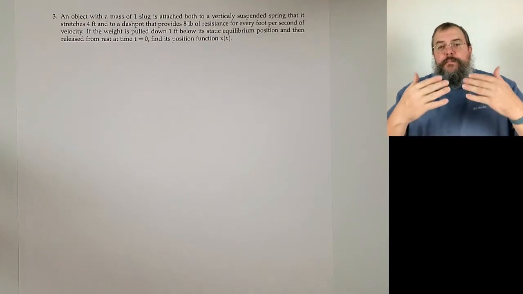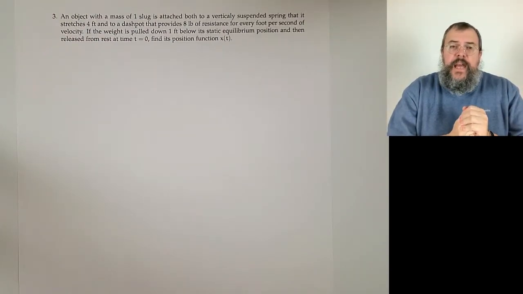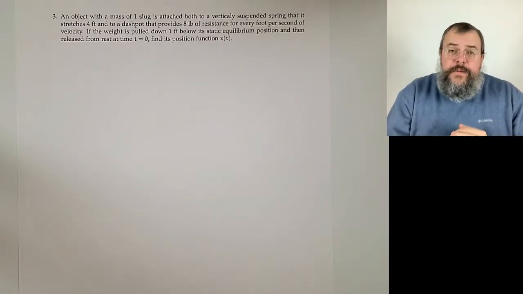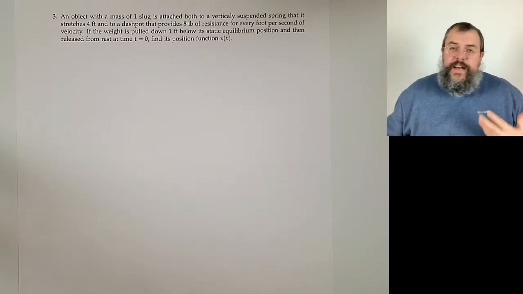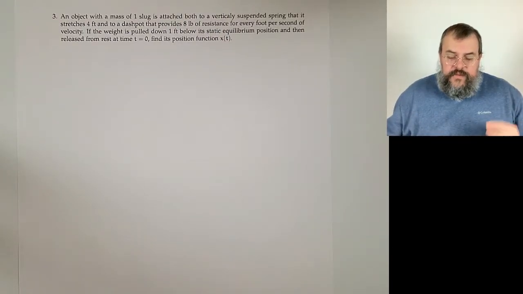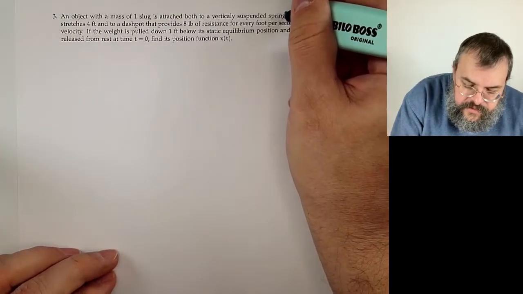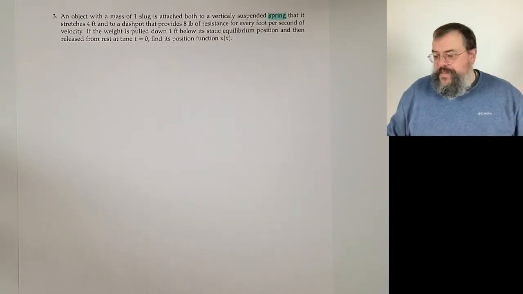It says, if the weight is pulled down 1 foot below its static equilibrium position and then released from rest at time t equals 0, find its position function x of t. Okay, so there's a couple of things that jump out to us. The first thing that I want to point to is spring. This is a spring problem.